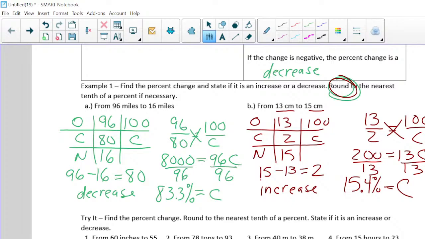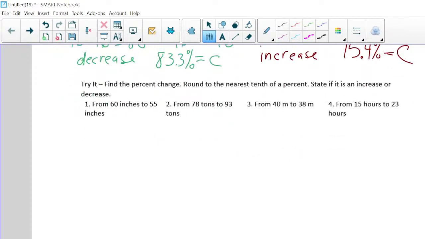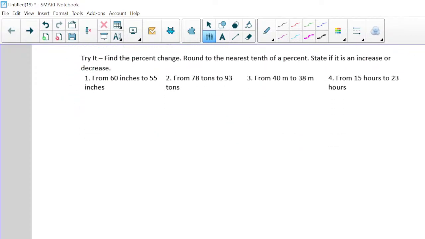What you really should do right now is stop the video and try out the next 4 problems yourself, and then come back and see if you got these correct. So I'm going to ask you to stop the video. I obviously have no control over that. It's just a good idea.